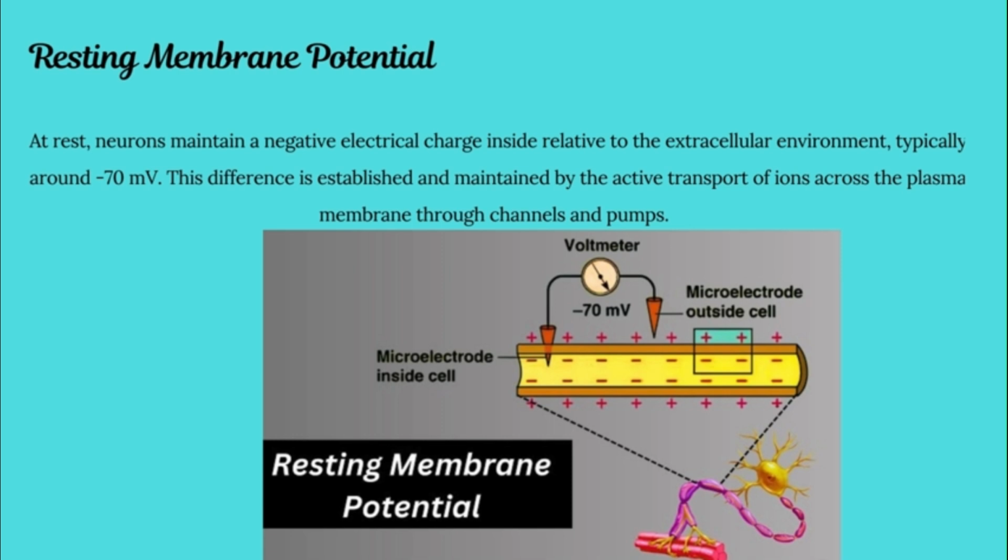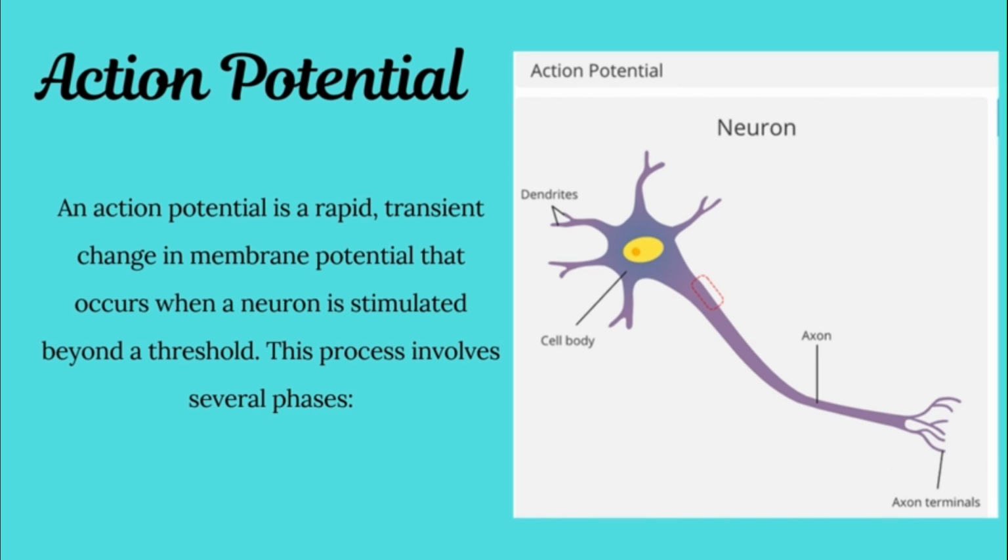Resting membrane potential. At rest, neurons maintain a negative electrical charge inside relative to the extracellular environment, typically around -70 mV. This difference is established and maintained by the active transport of ions across the plasma membrane through channels and pumps. Action potential. An action potential is a rapid, transient change in membrane potential that occurs when a neuron is stimulated beyond a threshold. This process involves several phases.